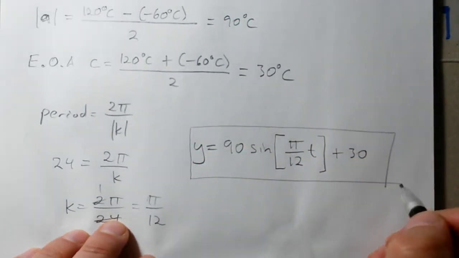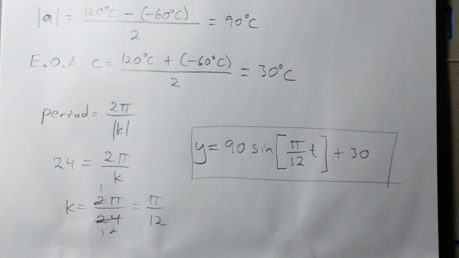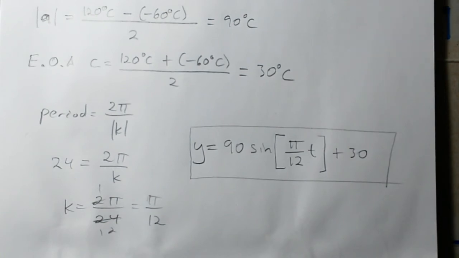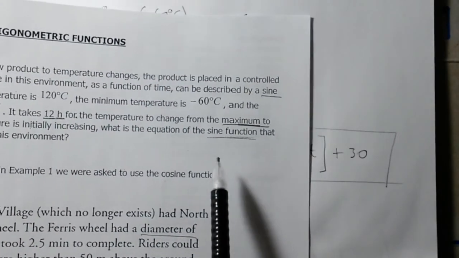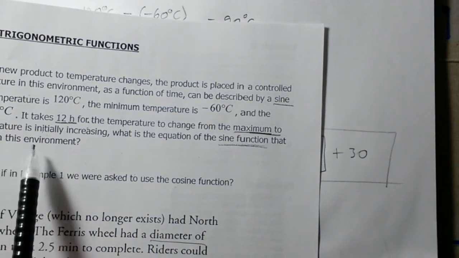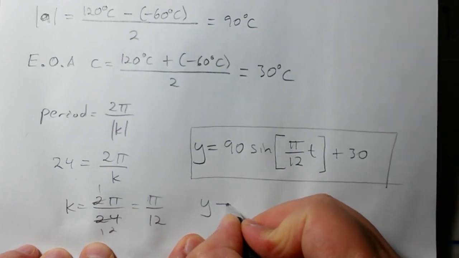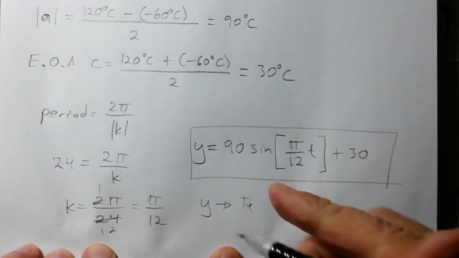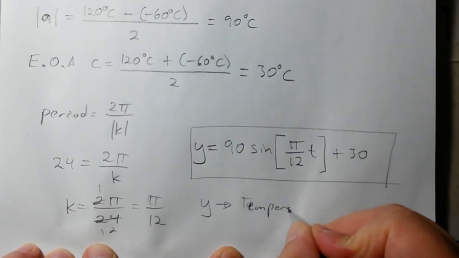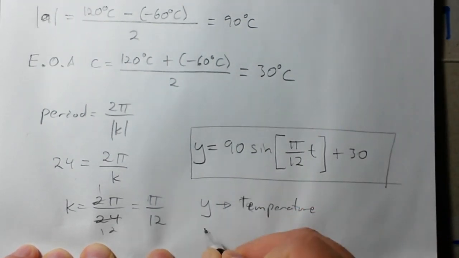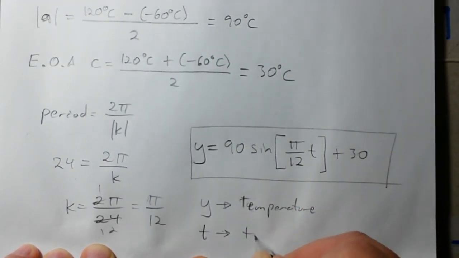There's no phase shift. So that's the answer, and on the next video we'll sketch this, even though they didn't ask for it. This is a sinusoidal wave, a sine function, as they requested, that describes the temperature in this environment. Maybe I should have said this at the beginning, but y represents temperature, and small t represents time in hours.